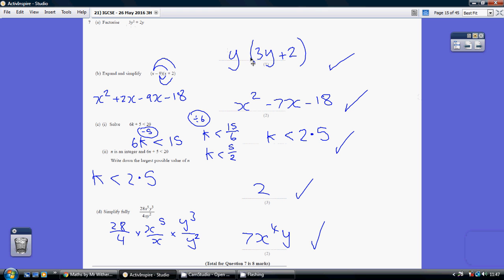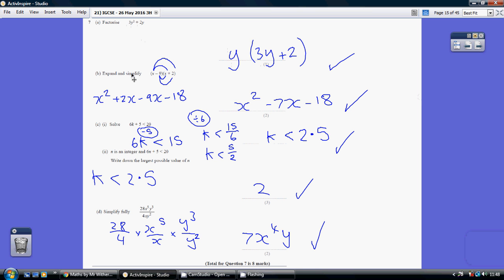So y open bracket. Now y times what gives us 3y squared? Well, that's 3y. Get the sign right. It's a plus. And y times what gives us 2y? That's 2. Y times 2 is 2y. So that's our final answer. Double check it by expanding this. Y times 3y is 3y squared. And y times plus 2 is plus 2y.